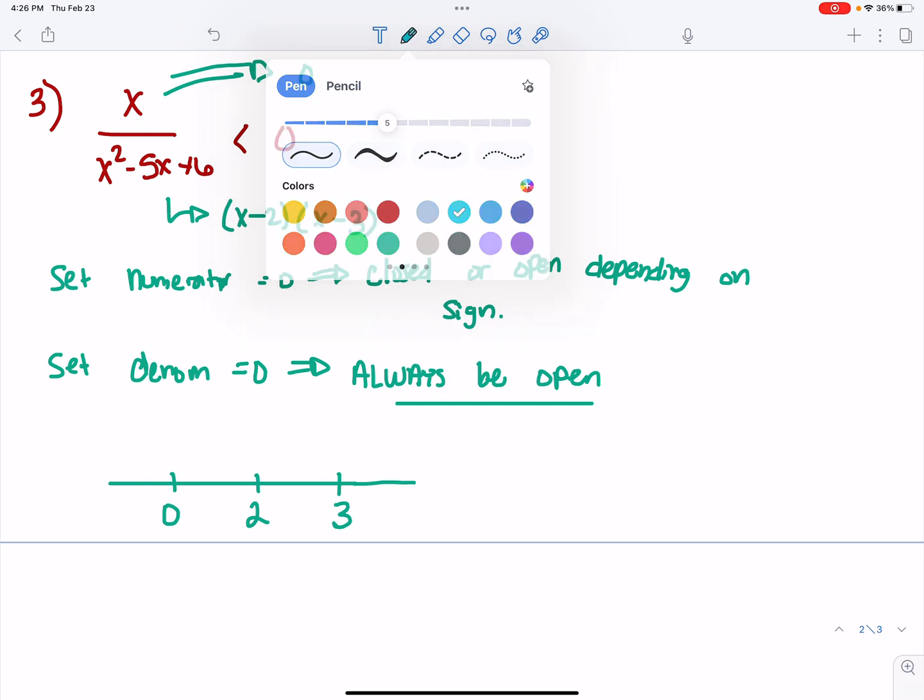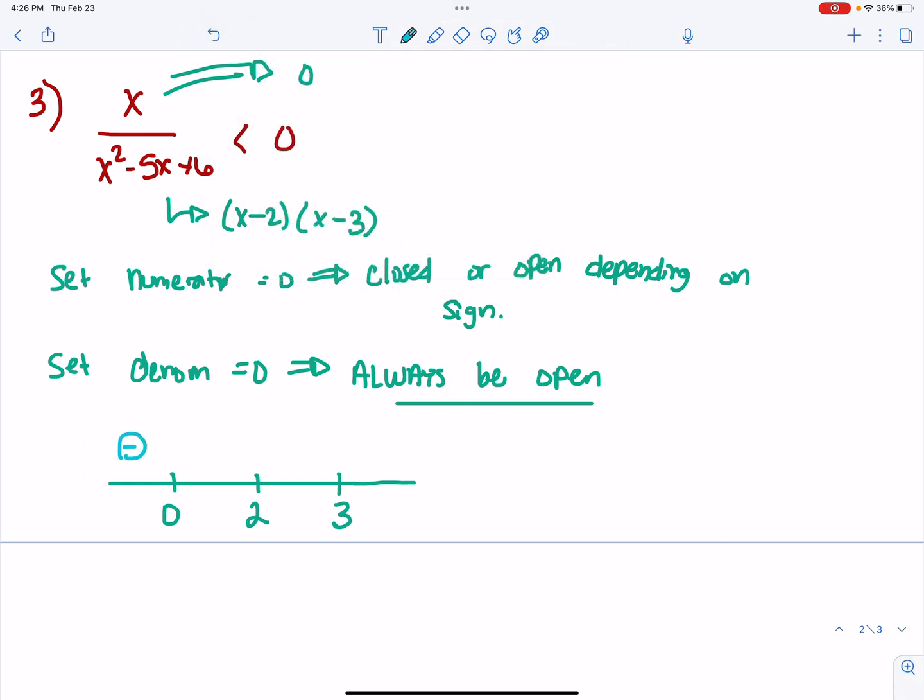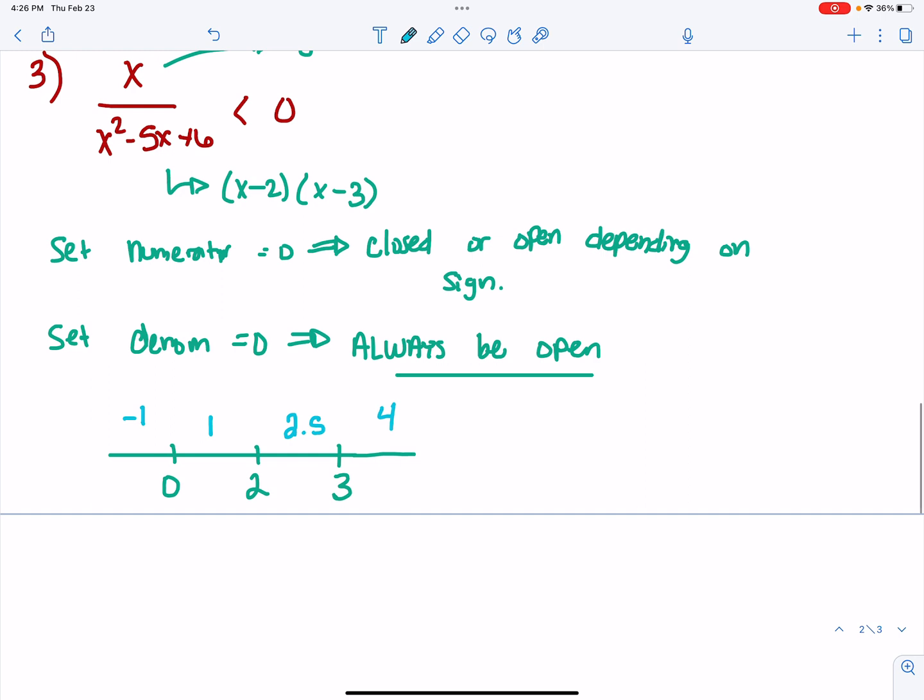So let's say that I have a negative 1 here. Let's say I have 1 here. Let's say I have 2.5, and then let's say I have 4. So at -1, I'm going to see that I have a negative on top. And then at -1 right here, -1 minus 2 is a negative. And then -1 minus 3 is also a negative. Why do I keep on doing that? I have a negative and a negative on the bottom, which gives me a positive at the end. But then I still have a negative on top, so a negative divided by a positive is going to give me a negative.